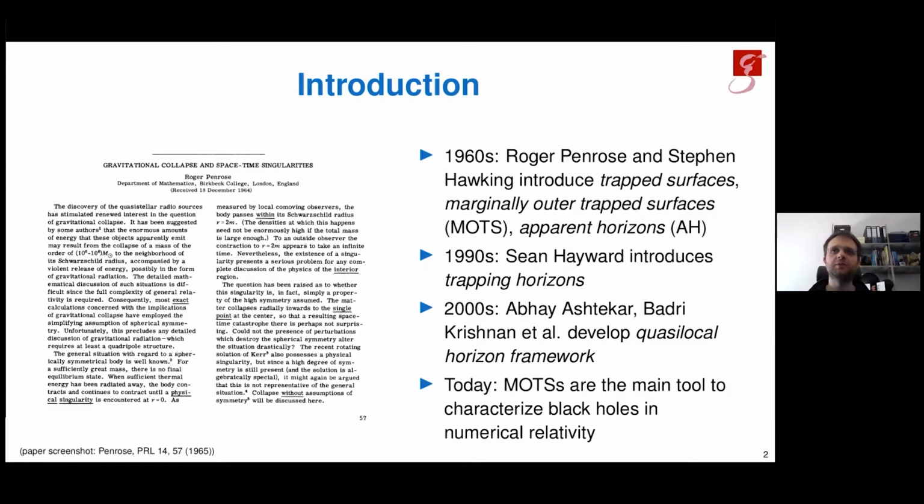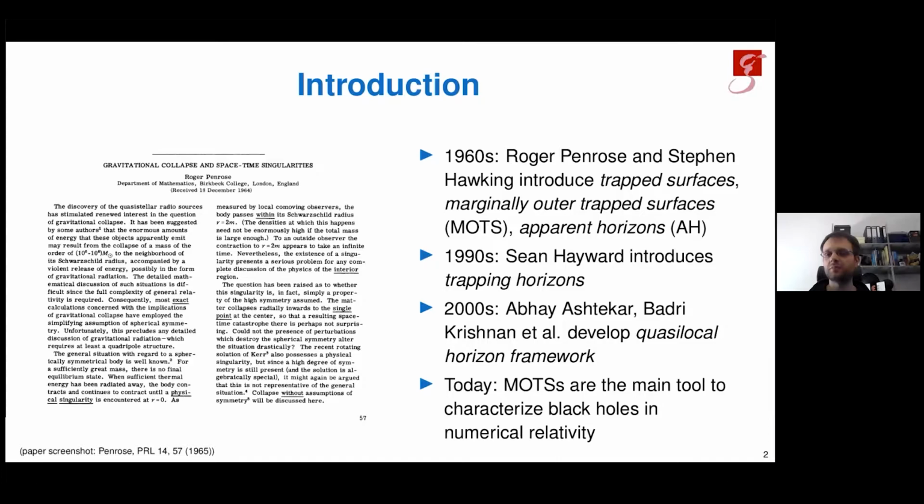The concept of a trapped surface was then slightly generalized by Hawking to trapped regions, marginally outer trapped surfaces and apparent horizons, and all these depend on each other. I will introduce their definitions in a little bit. But this all only exists in individual time slices, so instances of time for some notion of time.